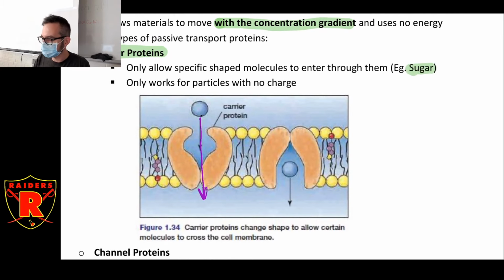Sugar is always used as the example for carrier proteins, okay? It only works with particles that have no charge on them. If you have a charged particle, they can often be repelled by a carrier protein. They don't want to go near the carrier proteins. So this only works with uncharged particles. Sugar is uncharged, so it works really well with sugar.